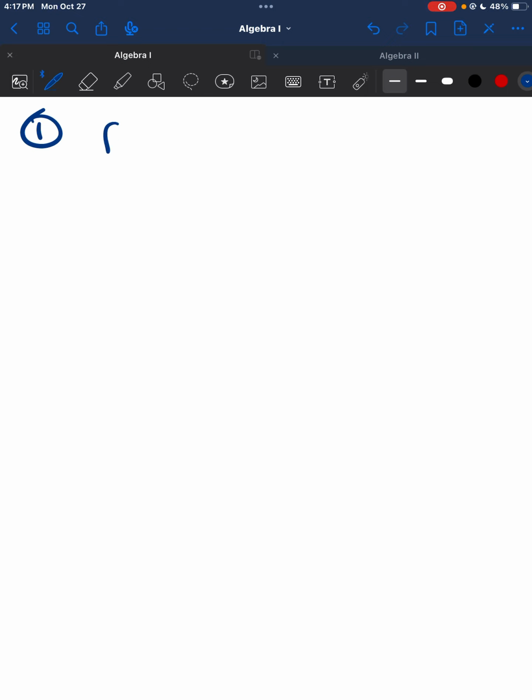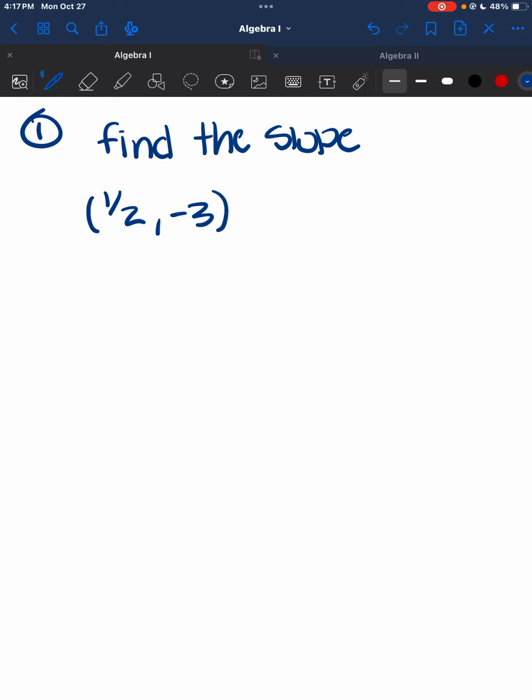Question number 1. It says to find the slope. Find the slope of the line through these points. So if I gave you a point, 1/2 and -3, and then I gave you another point, let's do 3/8 and -5. I gave you this point. I said find the slope. When I'm talking about finding the slope, I'm telling you to find what m is, what the rate of change is, what the rise over run is, the change in y over the change in x.